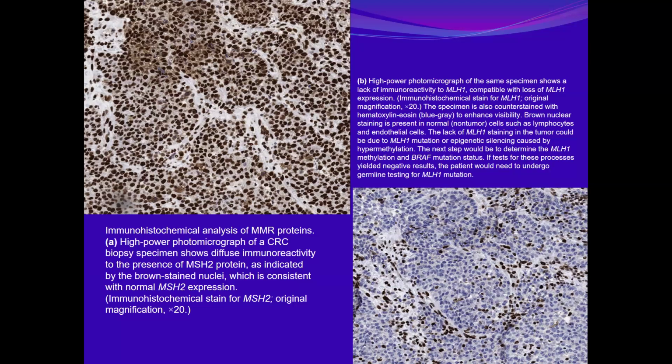And the second one, B, shows you that the nuclei are negative. So this tumor does not have reactivity for MLH1. That means this tumor is Lynch syndrome, with a germline mutation in the MLH1 gene. Yes. Okay, thank you.